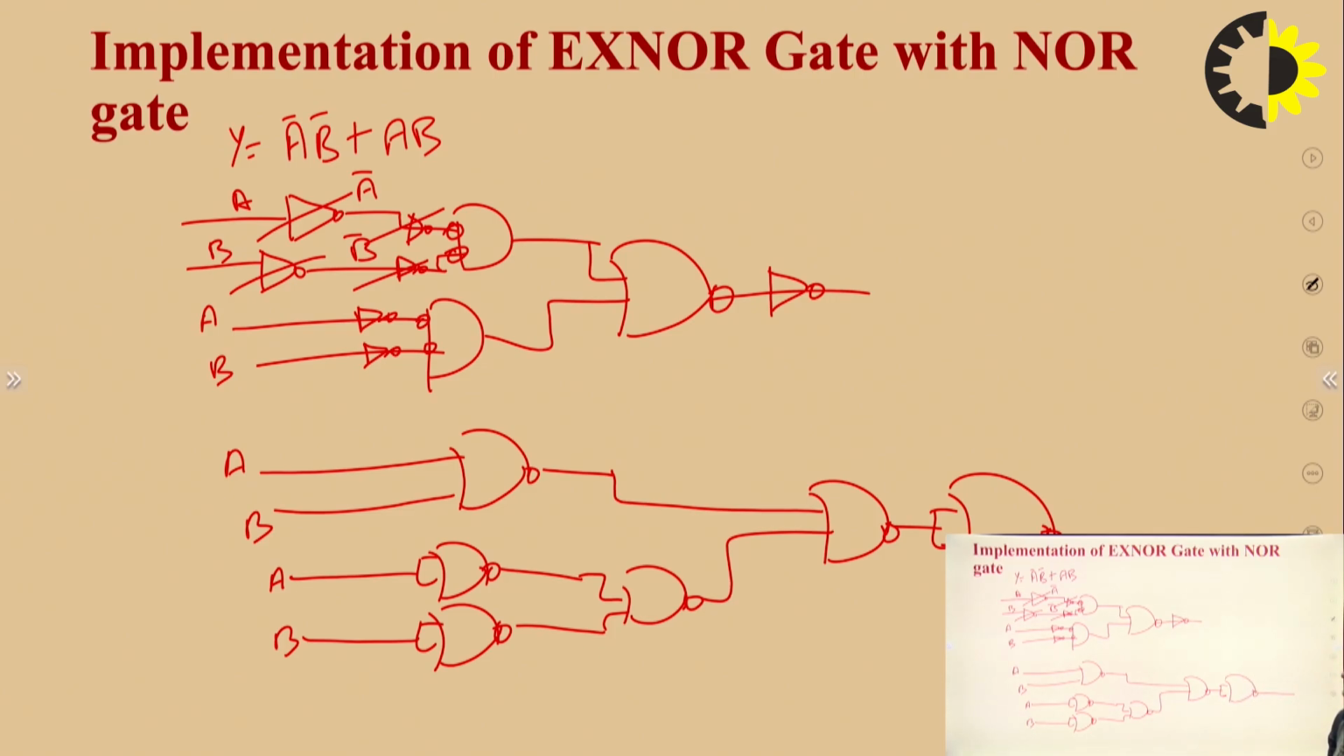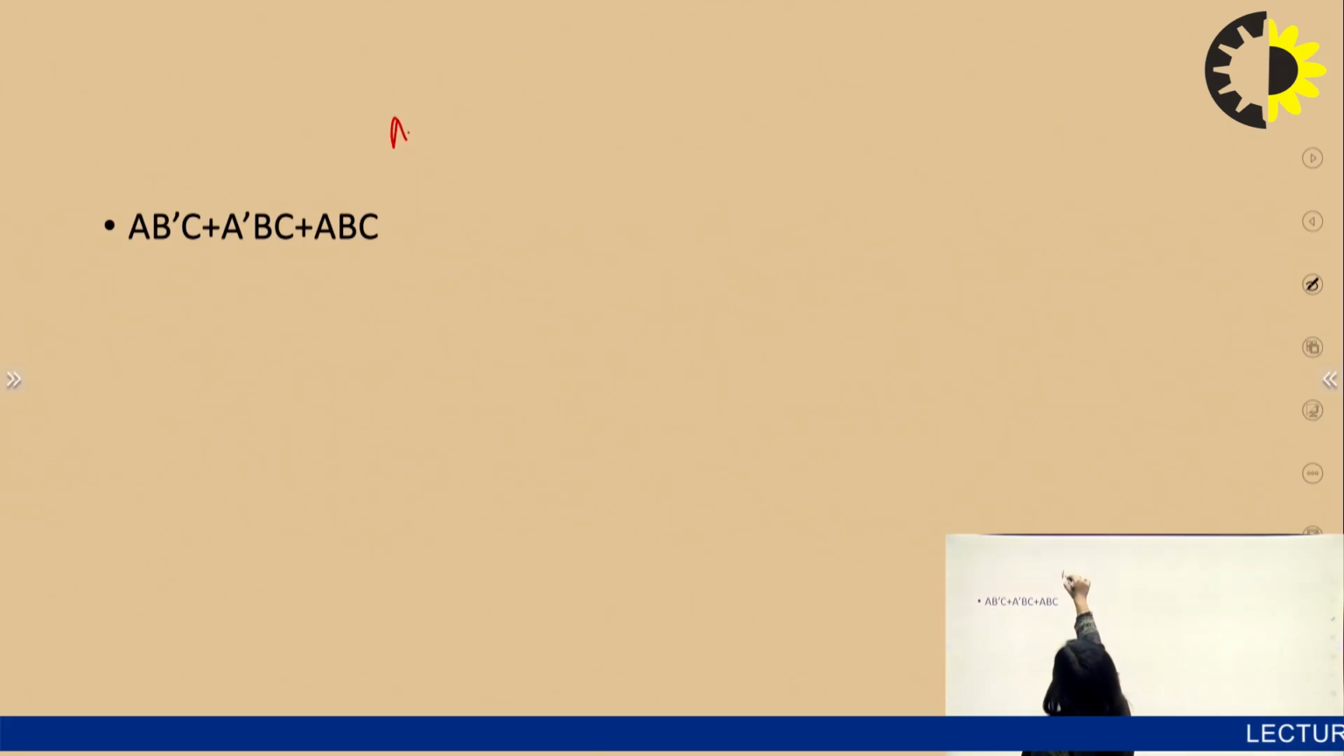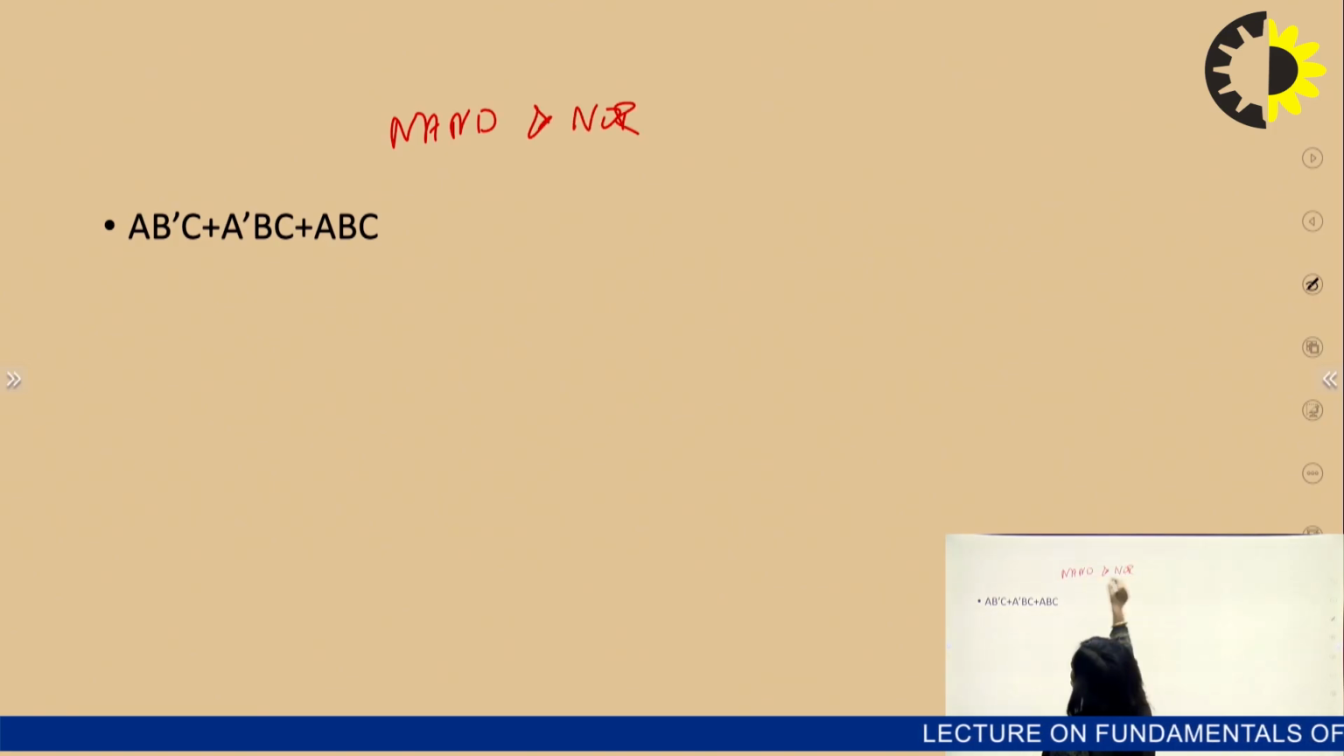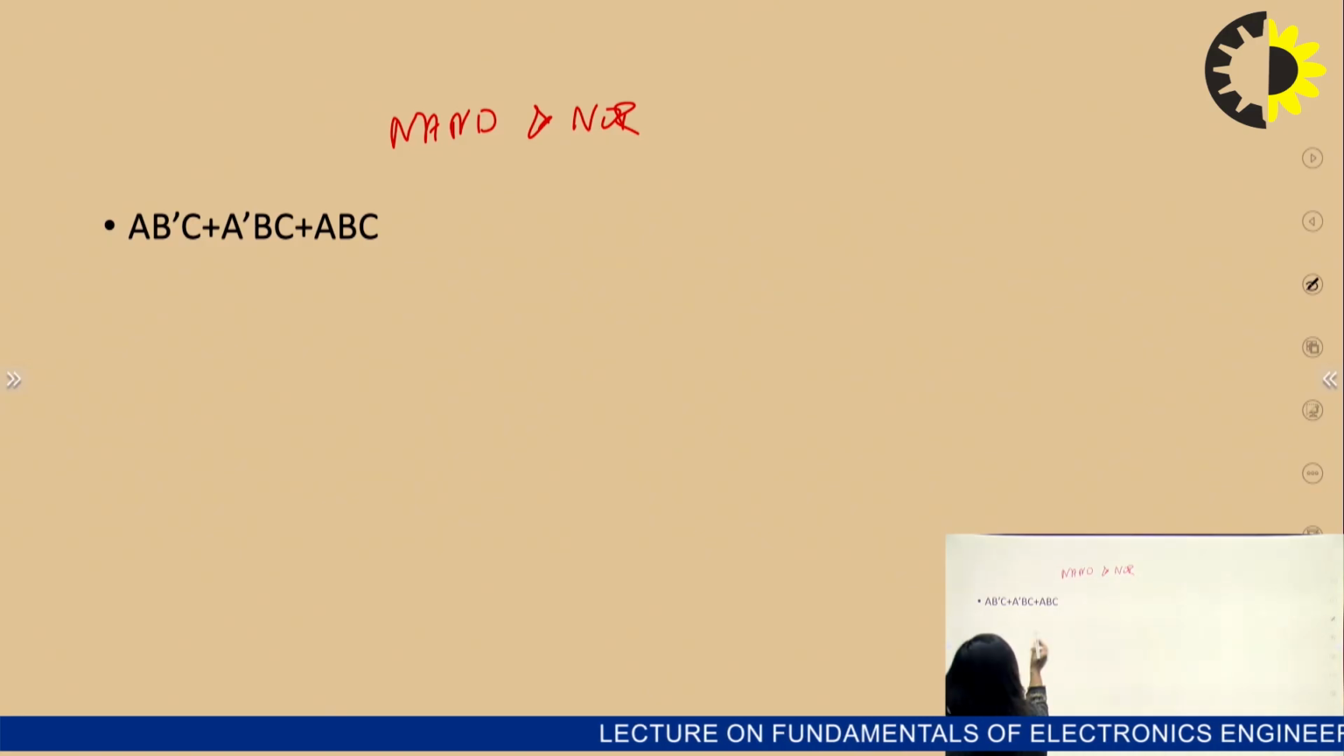Like so in this way we can see the XNOR gate can be implemented by using NOR gate with the help of bubble method. So now we have to redraw, we have to implement this expression with the help of NAND gate and NOR gate, with the help of both gates. So for that we have to implement first of all with the NAND gate.